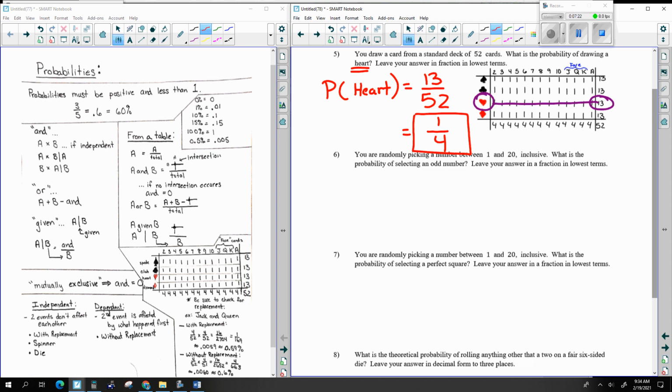Okay, you're picking numbers between 1 and 20 inclusive. What that word inclusive means is it includes the number 1 and the number 20. So it's not merely the numbers between them, like 2, 3, 4, 5, but it also includes 1 and 20. So let me write these out here real quick.